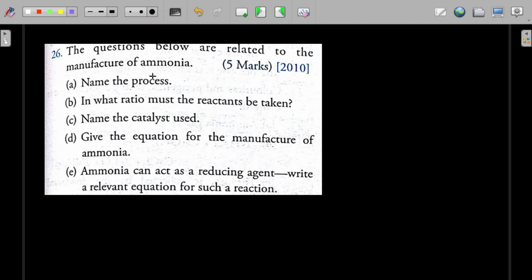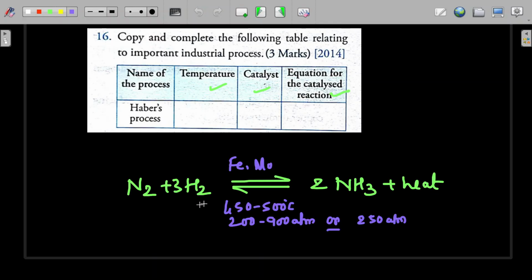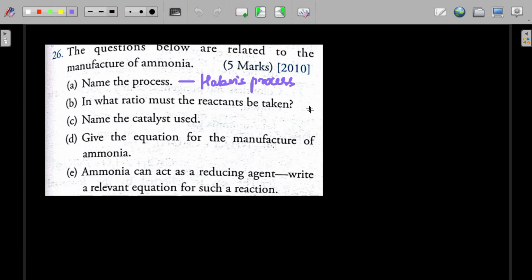Questions are related to the manufacture of ammonia. Name of the process, Haber's process. Some people write Bayer's process here. What ratio must reactants be taken? If you know the balanced equation, you write the ratio. Here for 1 volume of nitrogen, you want 3 volumes of hydrogen. Do not simply write 1 is to 3. Which is 1, which is 3, you have to state: 1 nitrogen, 3 hydrogen.